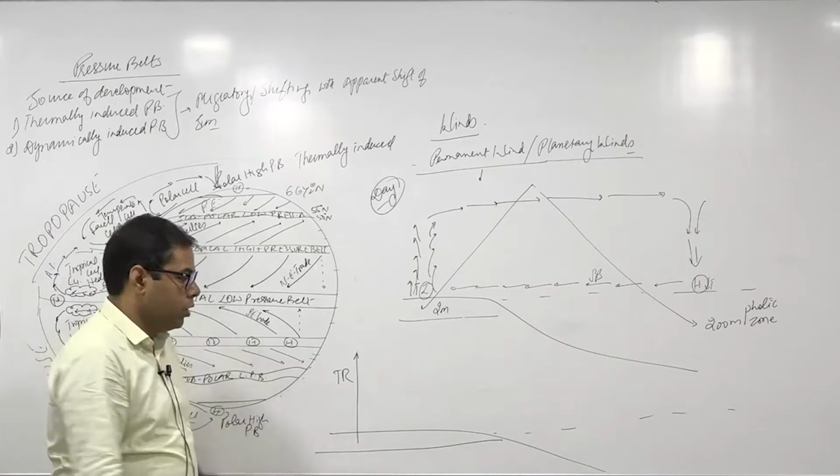Clear? So, this is tropical maritime warm stable, tropical maritime warm unstable, right? Then again tropical continental cold stable, tropical continental cold unstable, right?